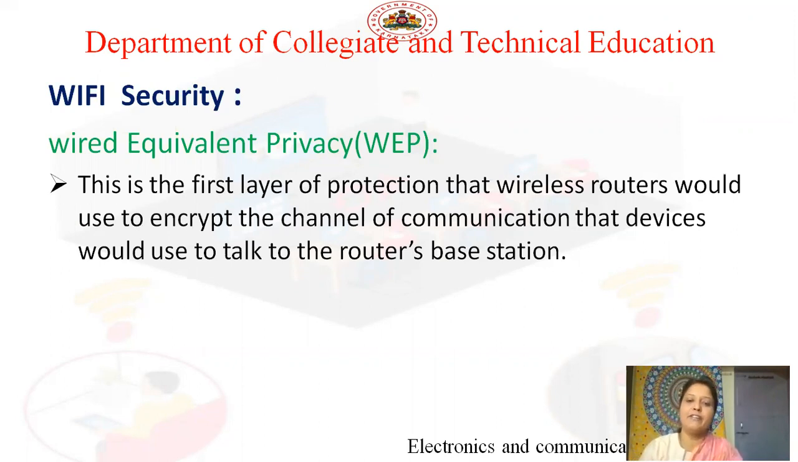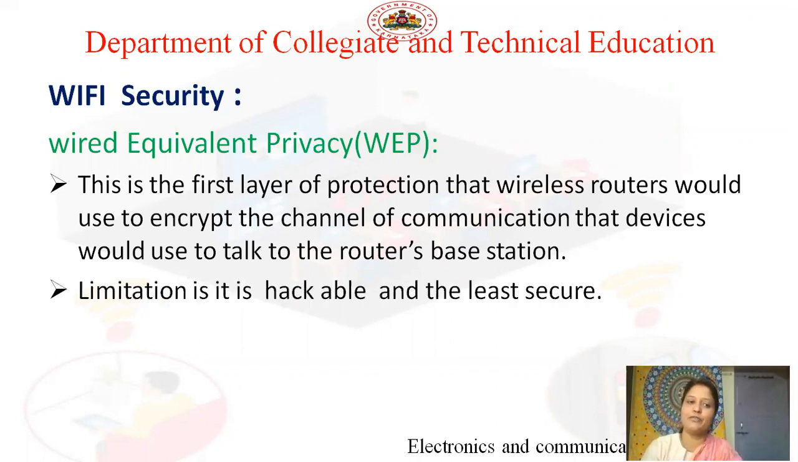That is, whenever any device wants to talk to the router's base station, the encryption is provided here. That is the first layer of protection that Wi-Fi provides. The data is encrypted, so that if any unauthorized person accesses it, they cannot make it out. Therefore, encryption is provided in the first layer here.